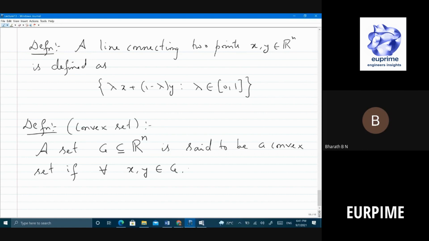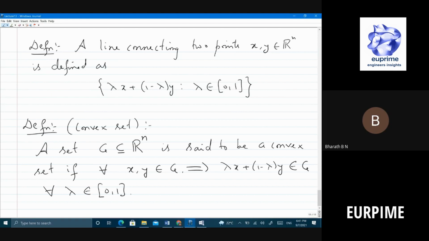C implies lambda x plus 1 minus lambda y, right? For a fixed lambda, this gives me a point on the line joining the 2 points x and y, right? This should also belong to C, for all lambda in 0 and 1. Right? That's all. You just convert your geometry into math, that will give you this definition, right?